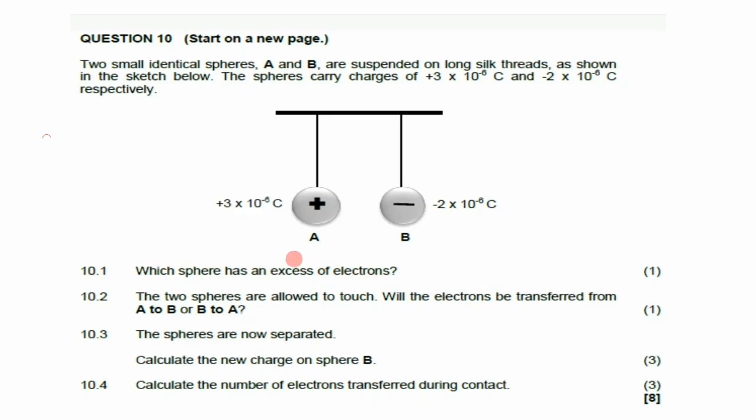When it comes to identifying which one has an excess of electrons, let's first understand what is going on here. We know that when a sphere is positively charged, it indicates that there are more protons than electrons, right? And when a sphere is negatively charged, it indicates that there are more electrons than protons. So if you are looking for the one with an excess of electrons, it has to be the negative one. So B in this case is the sphere that has an excess of electrons.